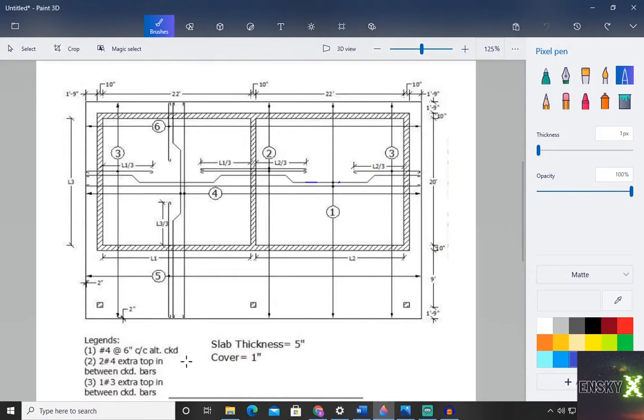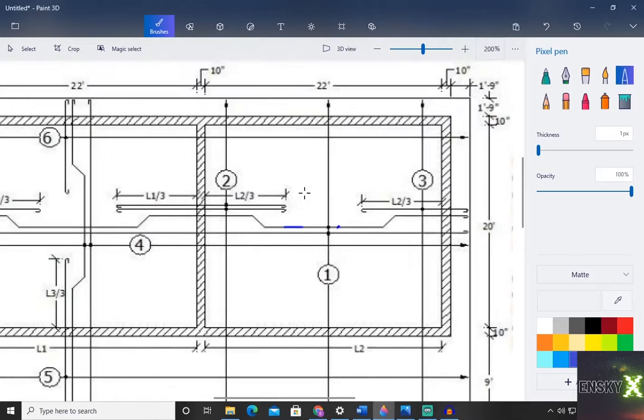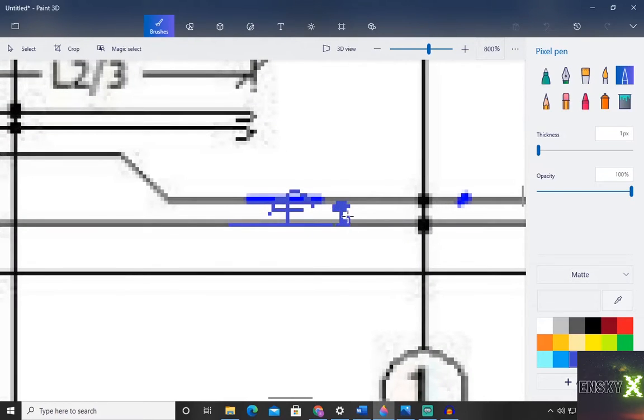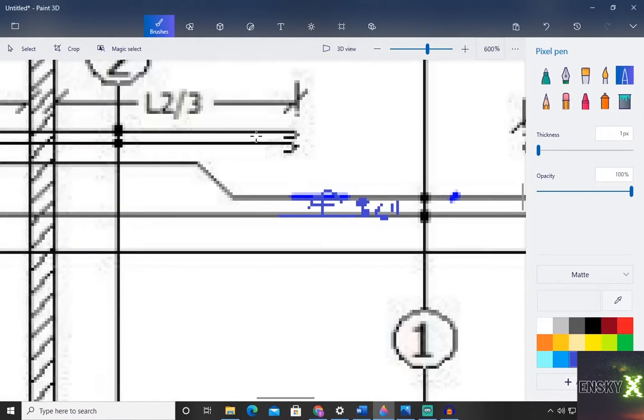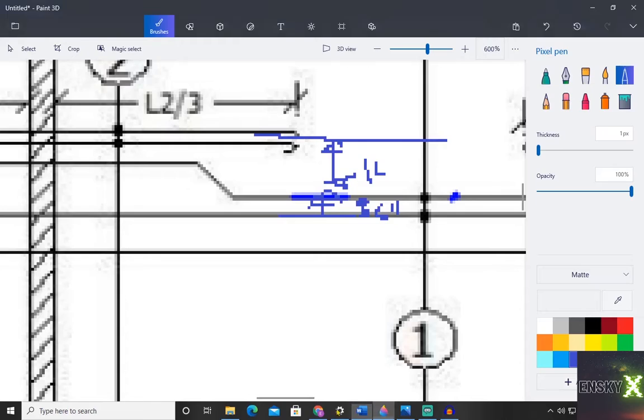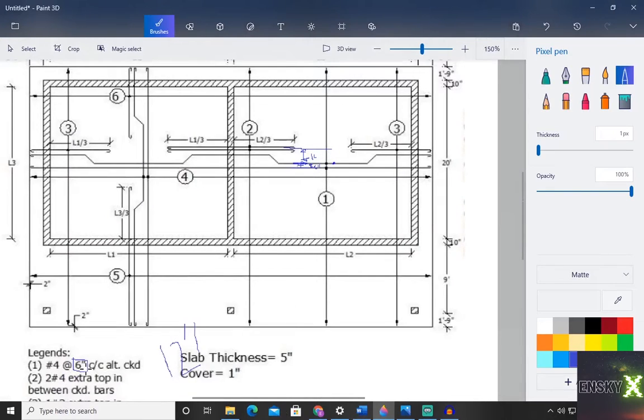So the question is, why 12? The spacing is saying 6 inches, so why are we using 12 inches? The reason is that the spacing given is from one straight bar to one crank bar, which is 6 inches. But what if we put another straight bar here? 6 inches plus 6 inches goes up to 12 inches, because on an alternative crank bar we first measure the straight bar, then the crank bar. So the spacing here is 12. The number is just 12, with no feet, because we are given 6 inches here.